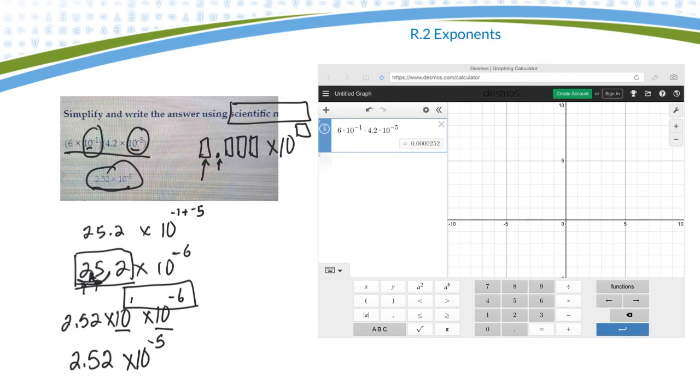Some of your graphing calculators have ways that you can convert that automatically to scientific notation, but apparently the decimals one that I can find can't. All right, hopefully that helps you with that one.